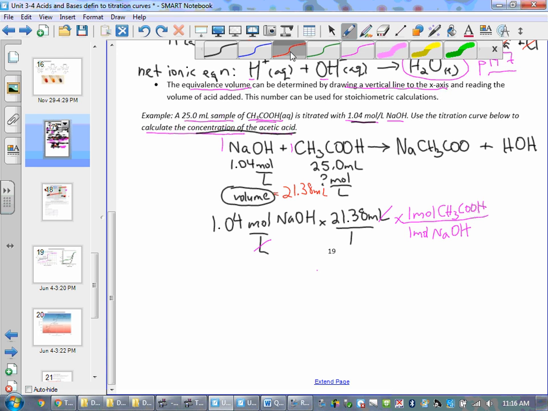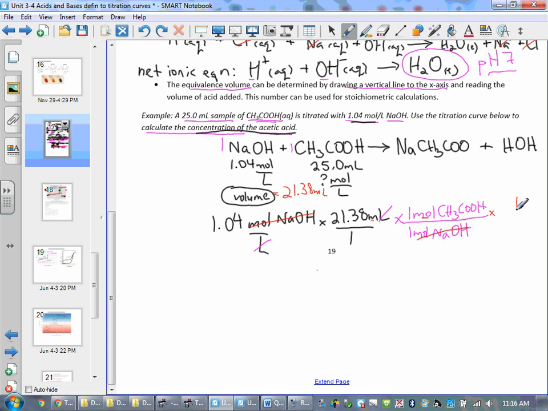Katie, I'm going to you next. So moles of sodium hydroxide are gone. We've got millimoles of acetic acid. How do we get to concentration? So we just leave it in milliliters. Put the 25 milliliters on the bottom. Then our millis cancel out, and our units are moles over liters, which is what we wanted. So I'll let you guys crunch those numbers.